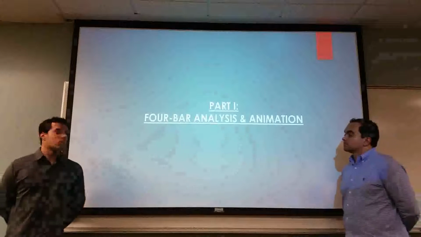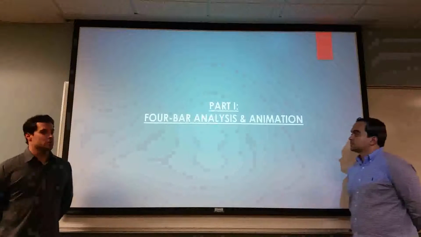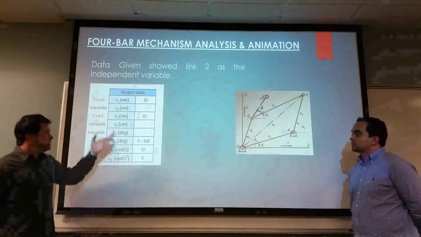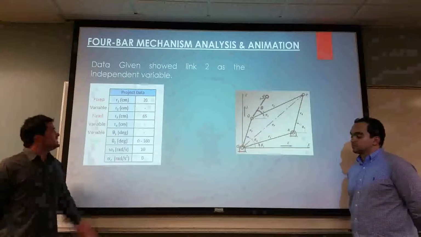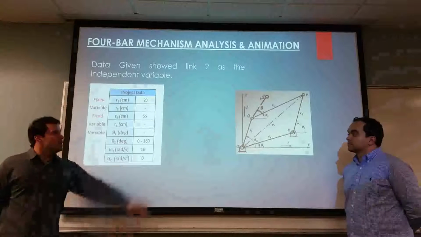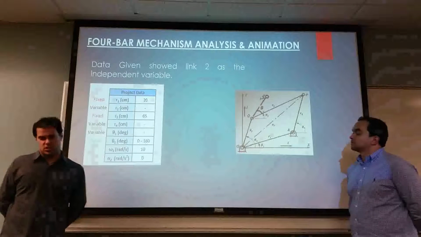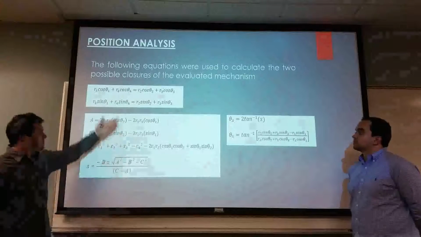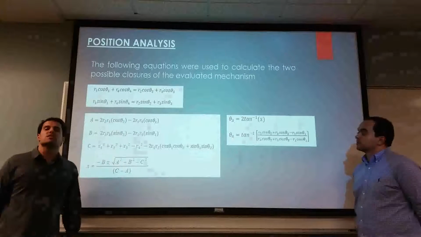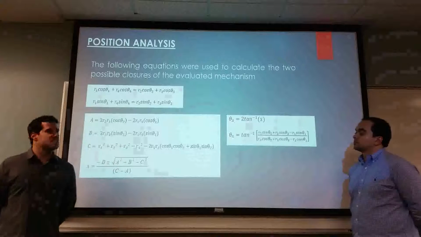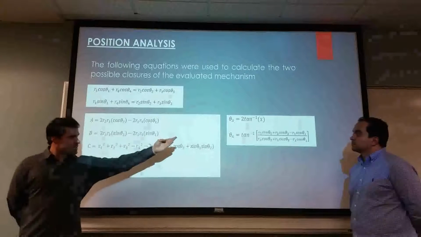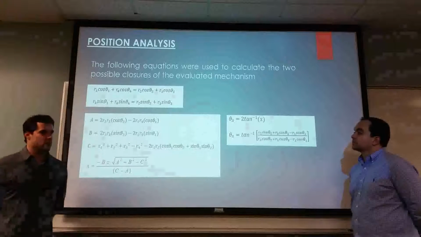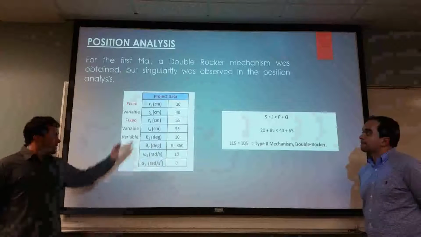We start with the 4-bar analysis and animation. We were given two sets of values that were already fixed for R1 and R3, and also a point S, which was given at an unknown location which we had to find. We followed these sets of equations that were given to us in our robotics class, which gave us theta 3 and theta 4 to determine our angles.